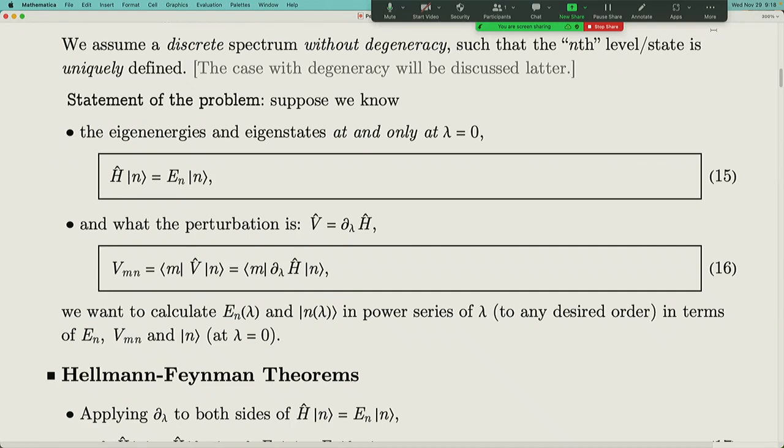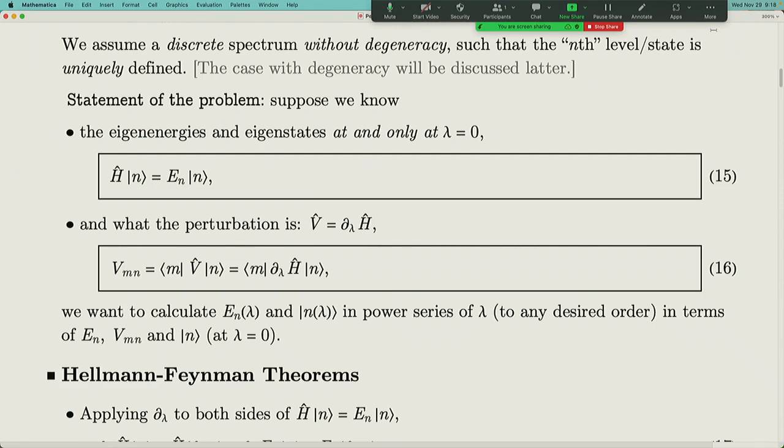We already know a set of eigenbases of this unperturbed Hamiltonian. The reason I didn't put a 0 here is because, as I mentioned, whenever I don't specify a lambda value, it means I'm evaluating this Hamiltonian operator at lambda equals 0. So this is the unperturbed Hamiltonian acting on the state, and then it has an eigenspectrum. Okay, so we already know all this.